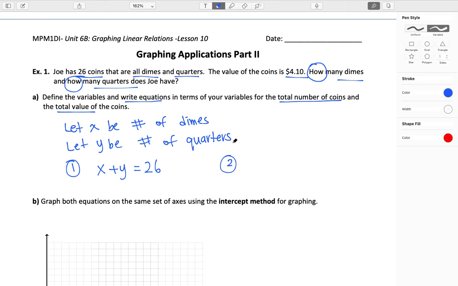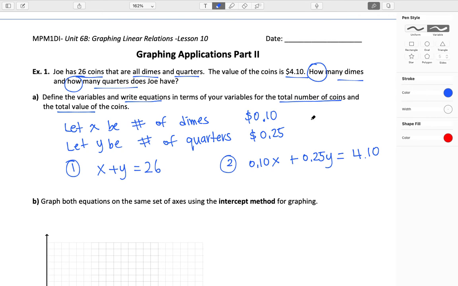The second equation is the value of the coins. For the value of the coins, you always multiply the number of coins that you have by the value of each. So a dime is 10 cents and a quarter is 25 cents. So I say the value of the dimes is 0.10x, and then plus the value of the quarters is 0.25y, and when I add the total value, it's going to give me 410.